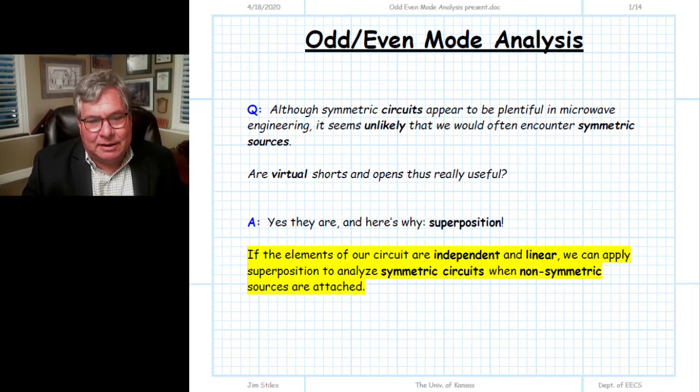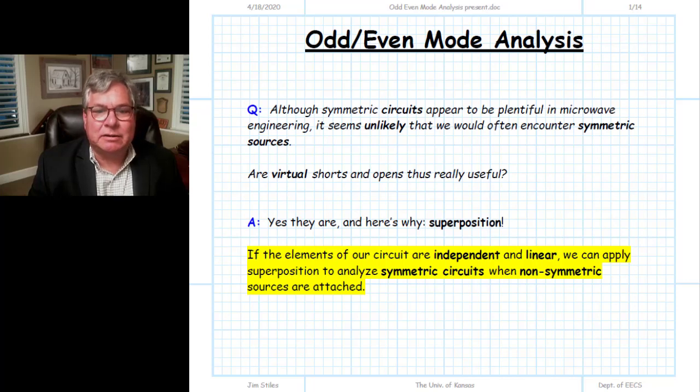You might be questioning the applicability, the usefulness of this odd-even mode analysis. I made an argument that symmetric circuits occur frequently in electrical engineering, but you might question whether we would then attach to those symmetric circuits sources that are likewise symmetric, either even or odd. Why would we take a two-port device and attach on both of the ports a source, and not only a source, but a source that had precisely the same magnitude and phase, or the same magnitude and opposite phase? It seems like a very limited applicability of this idea of odd and even mode circuits.